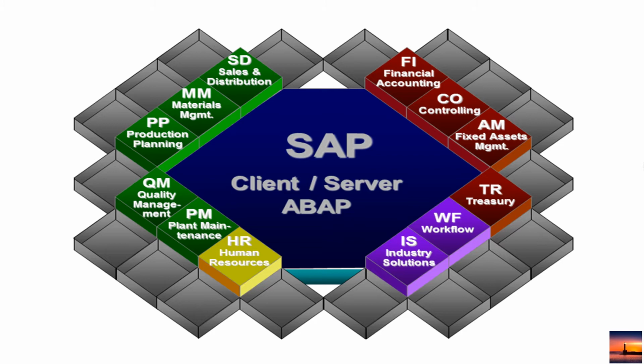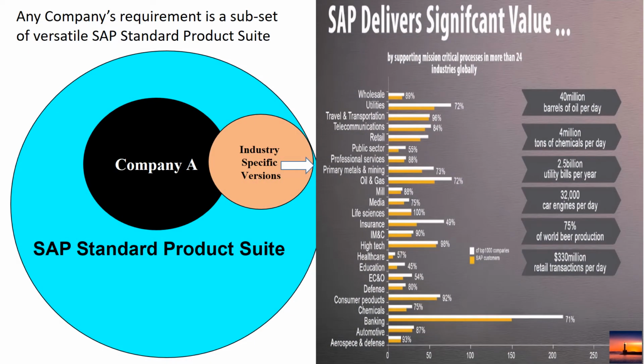The other optional modules are HR, Human Resources, managing the entire life cycle of human resources, and WF, which is Workflow, managing workflow of information required at every stage of the process flow. IS stands for Industry Solutions, modules that incorporate unique processes for specific industries. Industry Solutions are specific versions of SAP. What you see in the list are only a part of the industry solutions that are readily available for just plug and play. There are more.